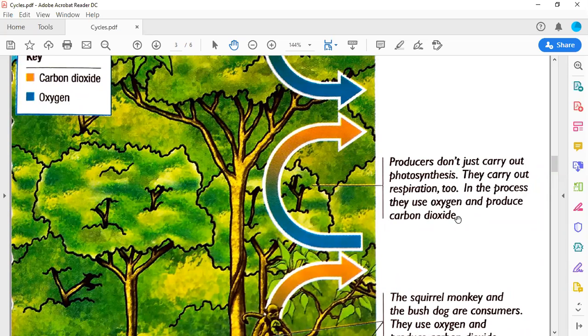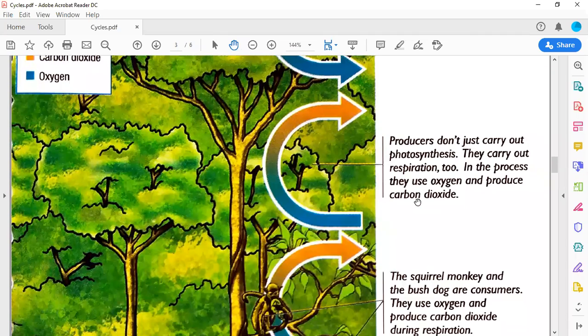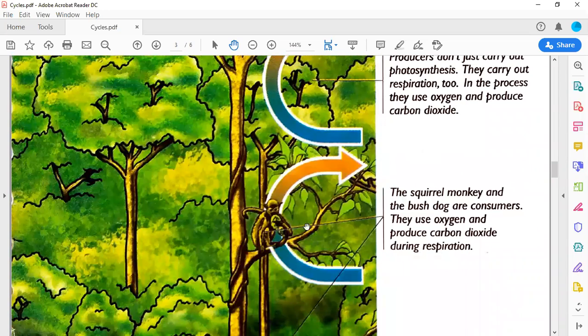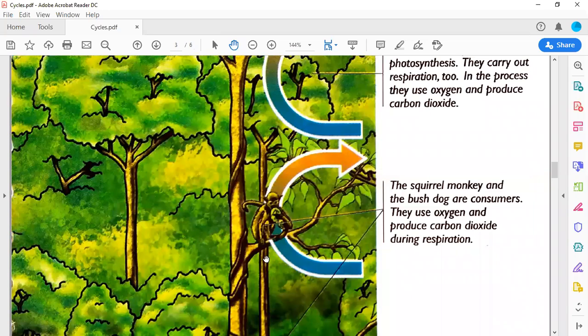In the process, they use oxygen and produce carbon dioxide. So at the same time that they are producing oxygen, they are also going through respiration, using this oxygen and at the same time producing carbon dioxide, okay? And then we have a howler monkey over here. Well, this is a squirrel monkey. What is this monkey doing? It is eating a part of the tree, right?